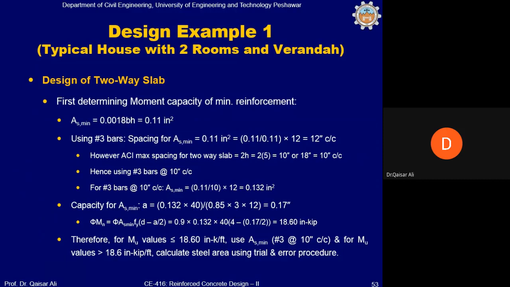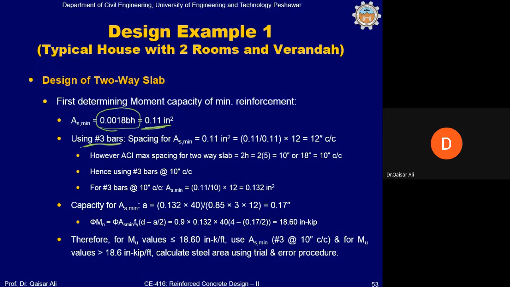Now, design is very simple. Again, the same way. First of all, you will calculate the minimum reinforcement, and you will calculate the capacity corresponding to minimum reinforcement. If that capacity is greater than all those demand moment values, you will use the minimum reinforcement. If some of the moments are greater than the capacity, then you will calculate the design reinforcement for those moment values. Okay. So As minimum is 0.0018 bh, as I told you that now in ACI 318-19, minimum reinforcement for slab is 0.0018 bh for any grade of steel. Okay, it is coming 0.11 square.